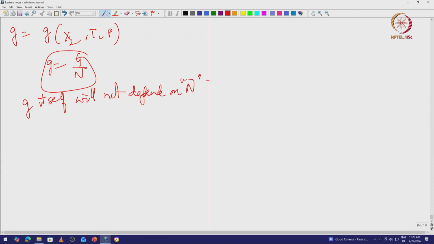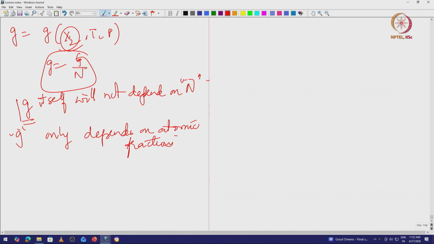It is not extensive by definition, right. So, capital G is an extensive property. If I increase the number of molecules, capital G will increase, but small g is only dependent on atomic fractions, right. So, small g only depends on atomic fractions, not the total number of molecules.